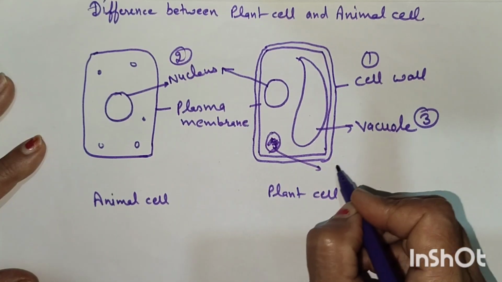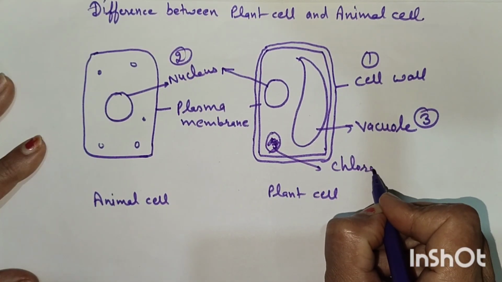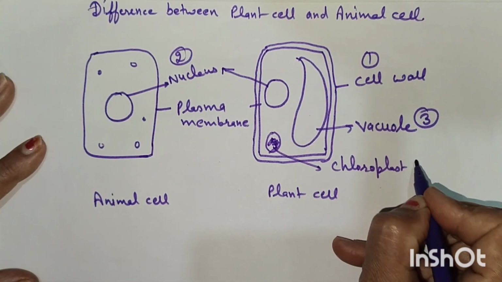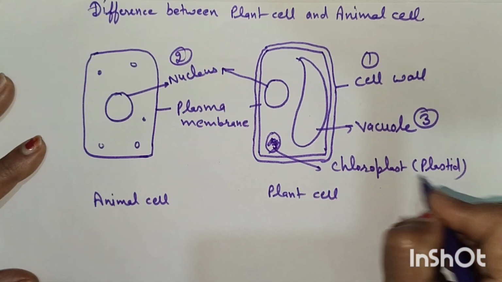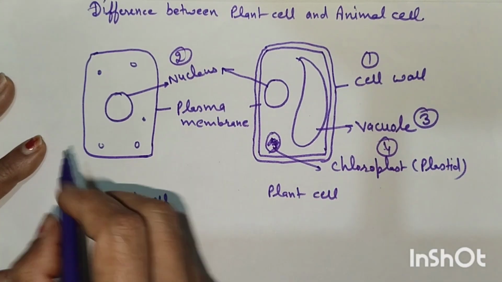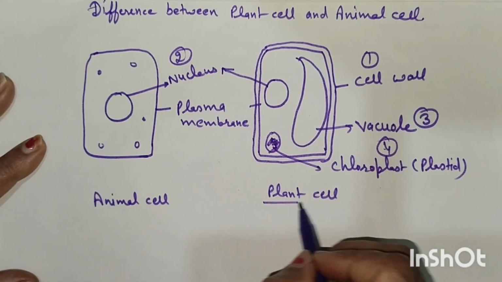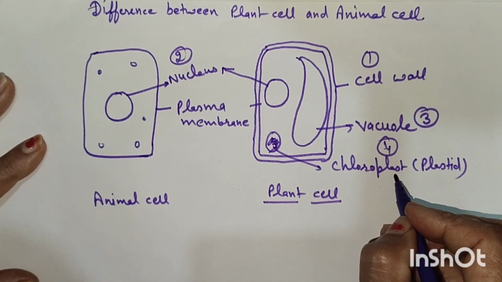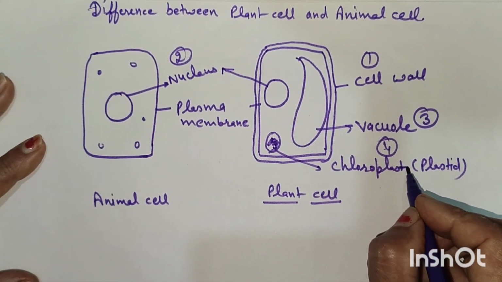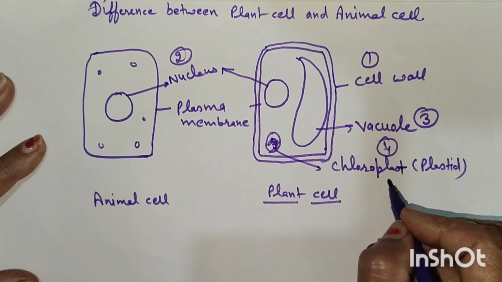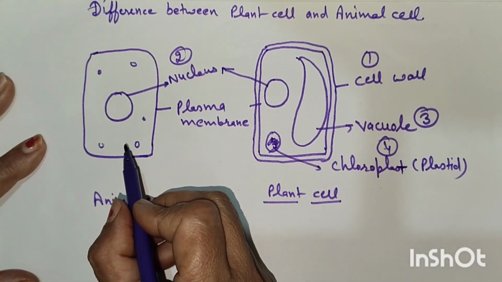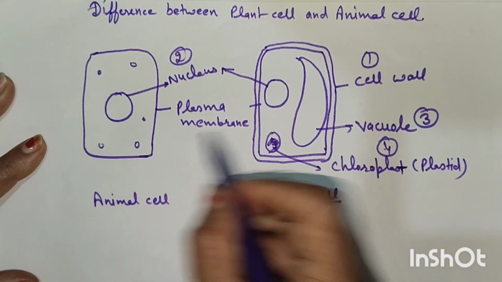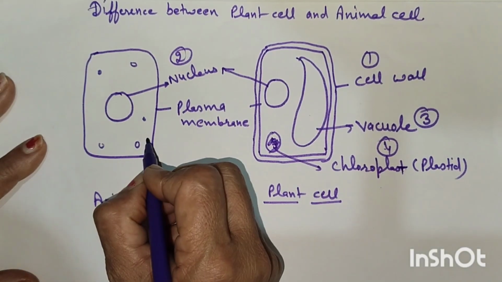Next, here chloroplast is present. Chloroplast is a type of plastid. This is the fourth difference, because plant cells do the process of photosynthesis. That's why they need the organelle chloroplast for the process of photosynthesis. But in animal cell, chloroplast is absent.